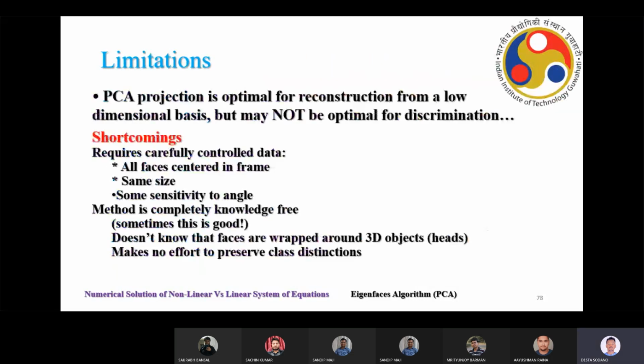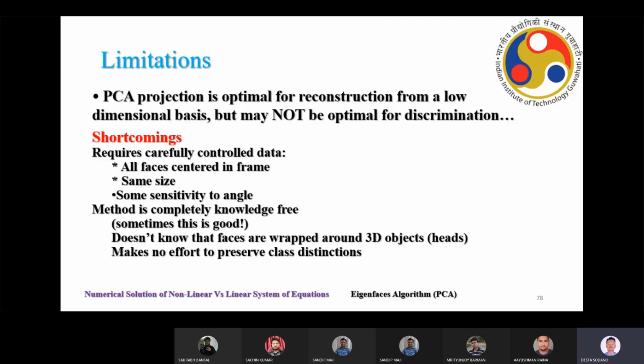So what about limitations? PCA projection is optimal for reconstruction from a low dimensional basis, but may not be optimal for discrimination. Some shortcomings happen. For example, it requires carefully controlled data, always centered in the frame and of the same size. It is sensitive to angle. Also, it has no knowledge of 3D objects.